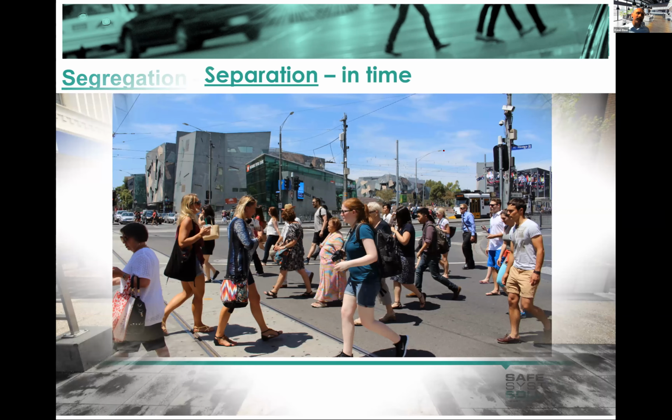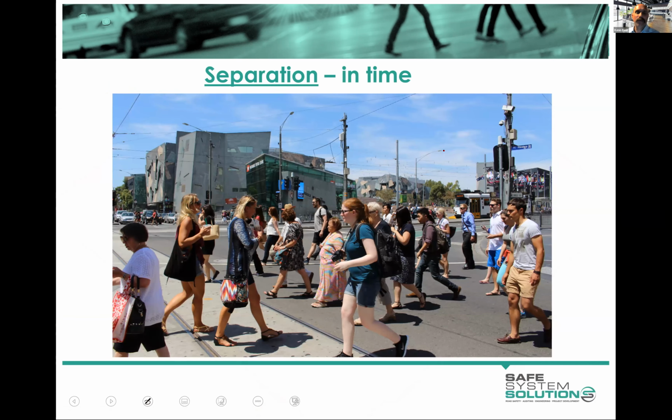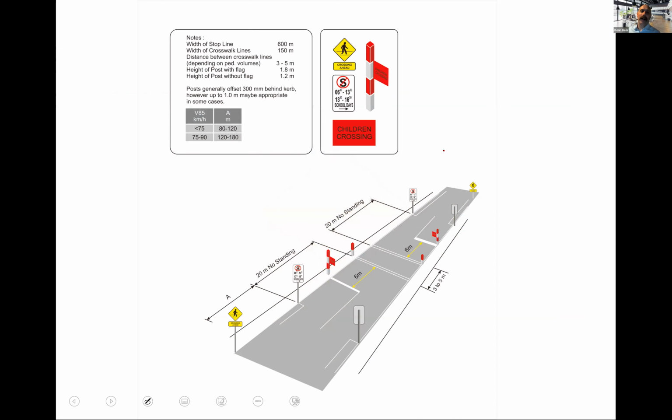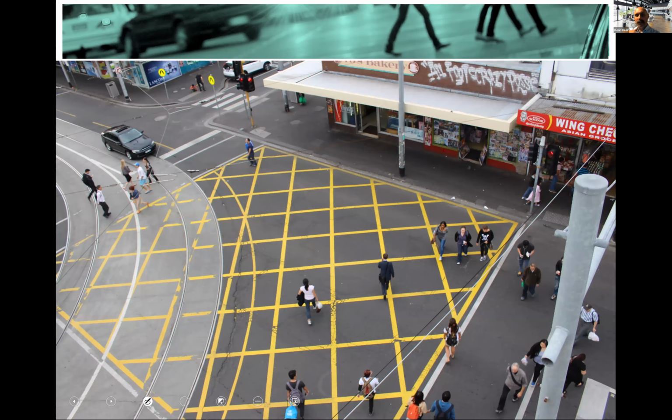Separation in time is another broad technique. And it's really saying that the same bit of road can cater for vehicles or pedestrians, just not at the same time. And your traffic signals, your crossing points are exactly that. We're trying to say, well, okay, pedestrians use it now and then cars use it later. So separation in time. And of course, things like school crossings, very much in that as well. Kids crossing at one time and then vehicles at another.